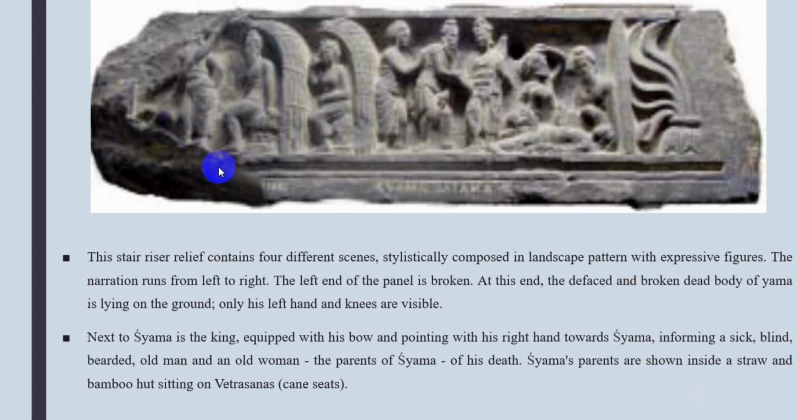Next to Shiyama is the king, equipped with his bow and pointing with his right hand towards Shiyama, informing a sick, blind, bearded old man and old woman, who are the parents of Shiyama, about the death of Shiyama. And the parents of the boy are shown inside a straw and bamboo hut, sitting on a cane seat.